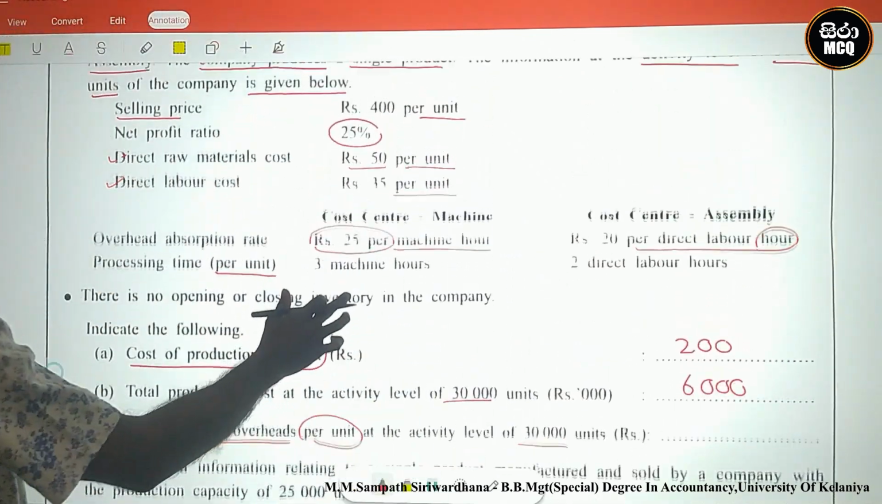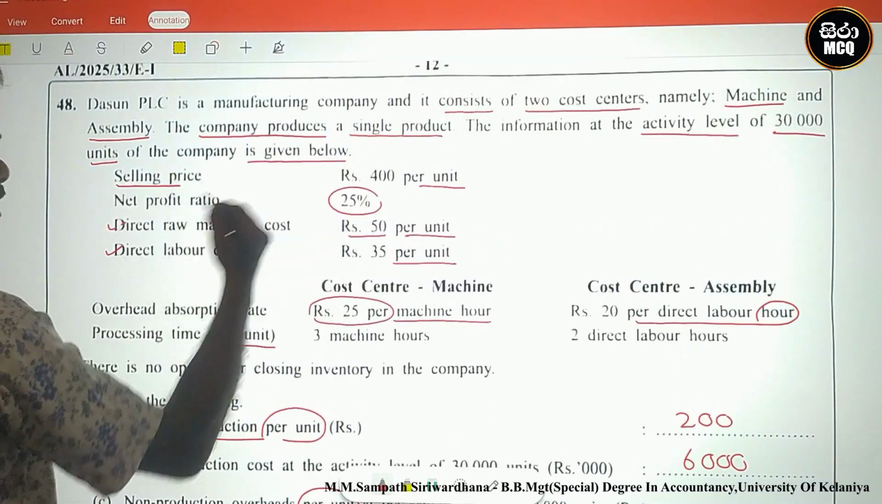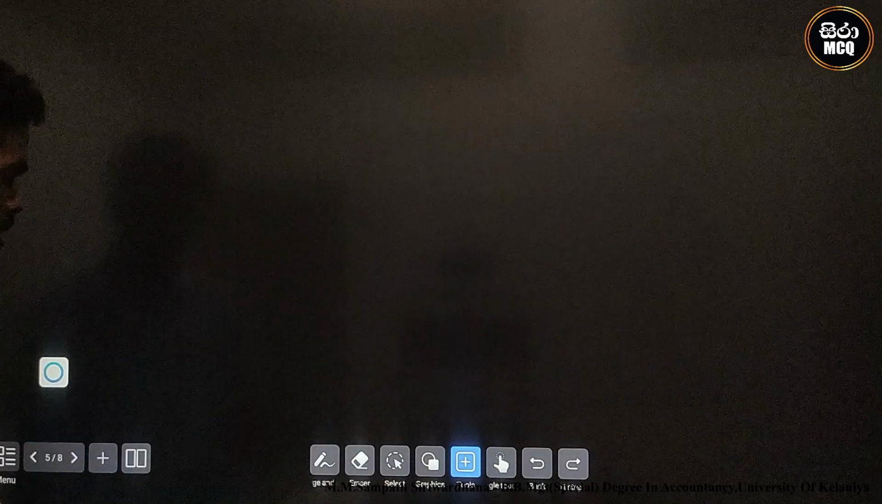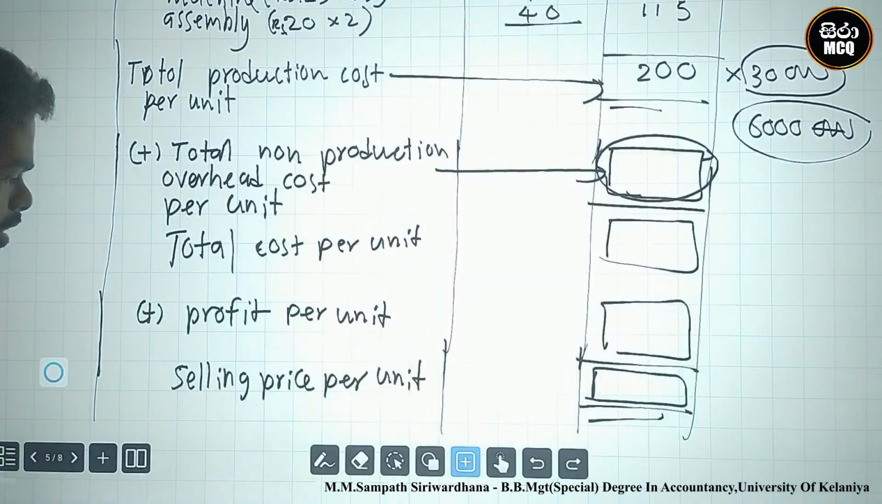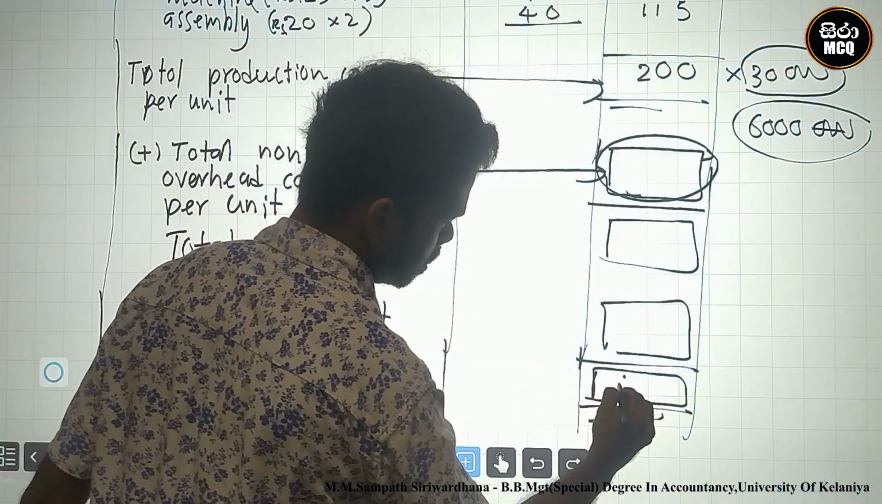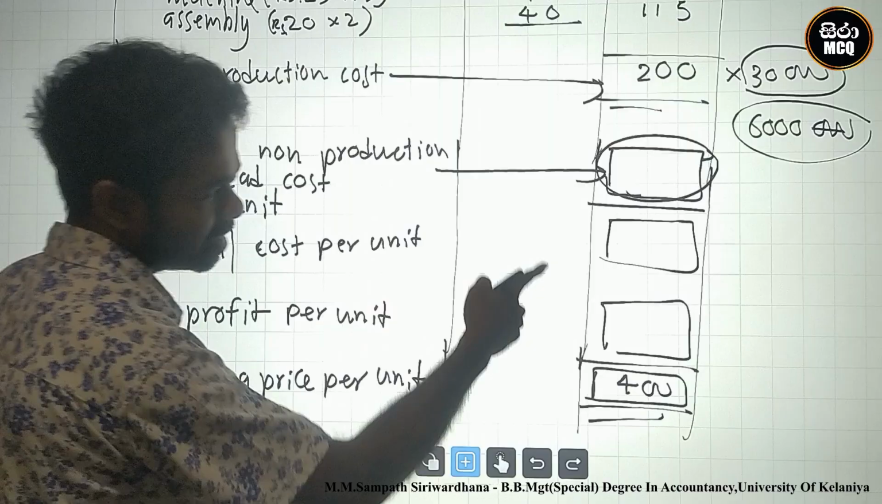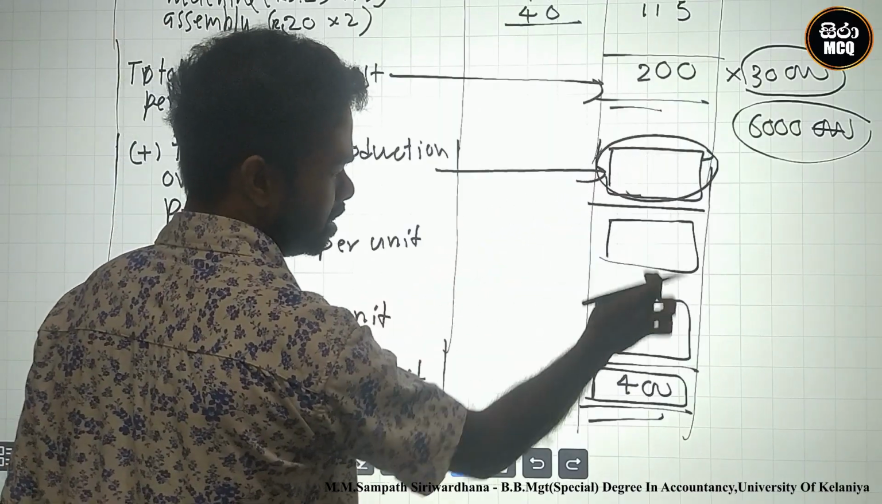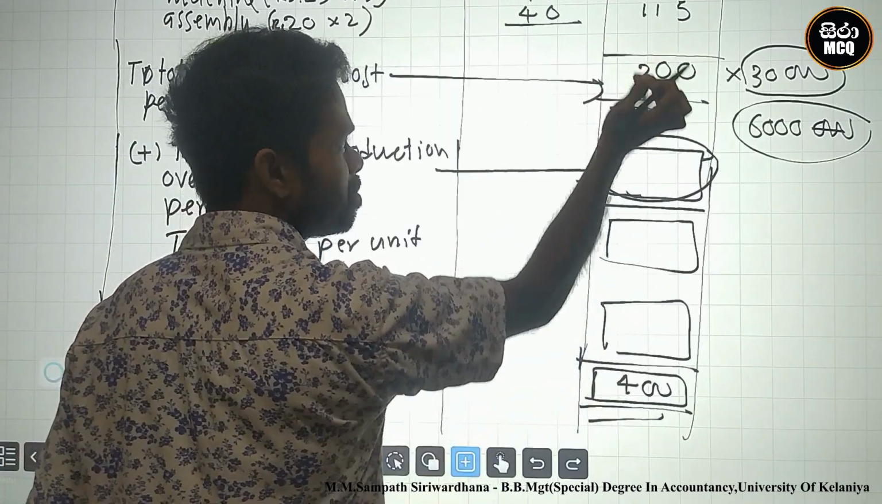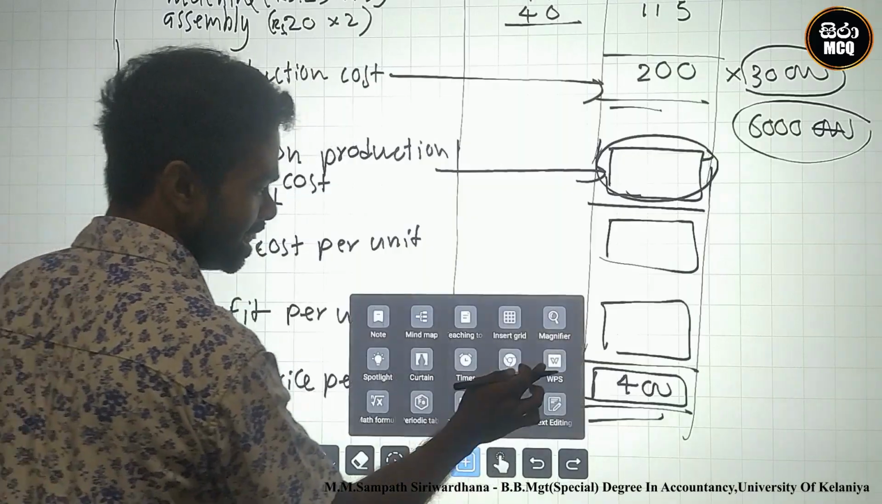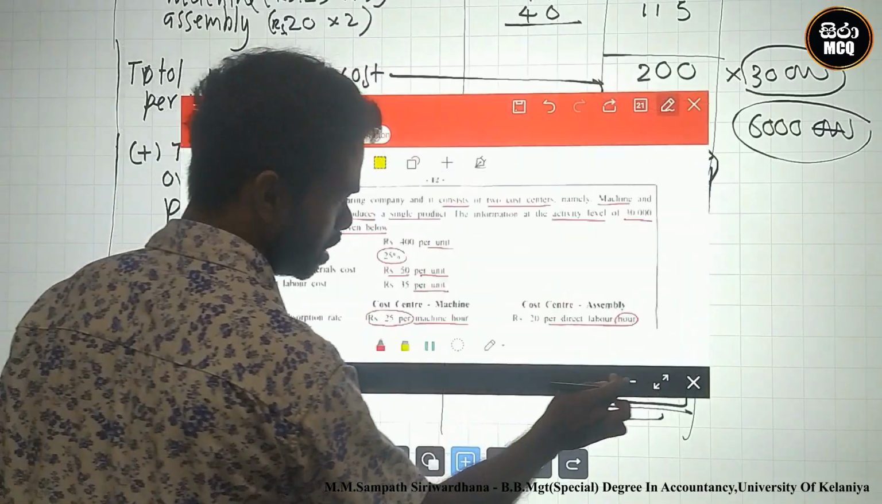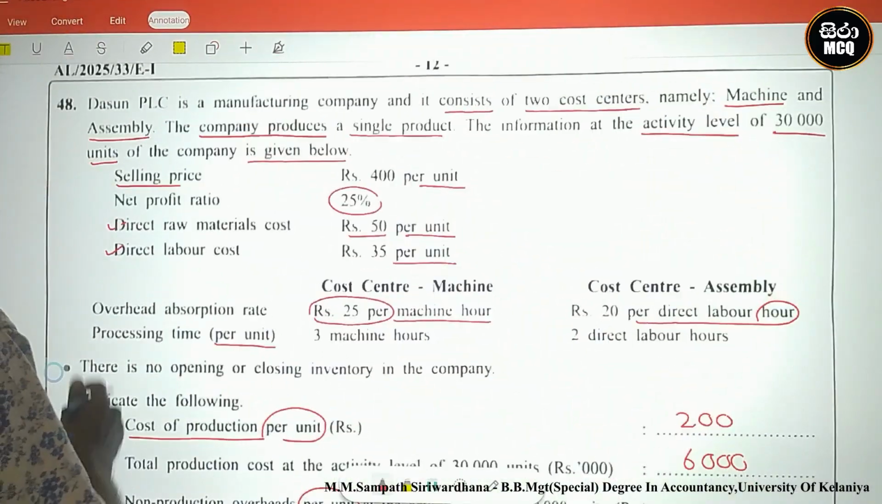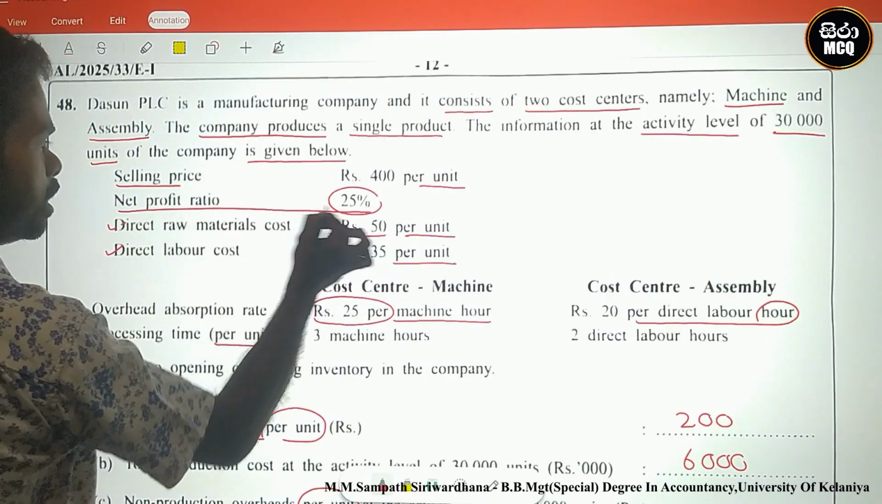Let's see, there is another one. Selling price is 400 per unit. Selling price is 400. Here, this is our requirement. This is the final. This is the opening. Okay, look here. Next one, we can use the other information. Look here, net profit ratio 25%.